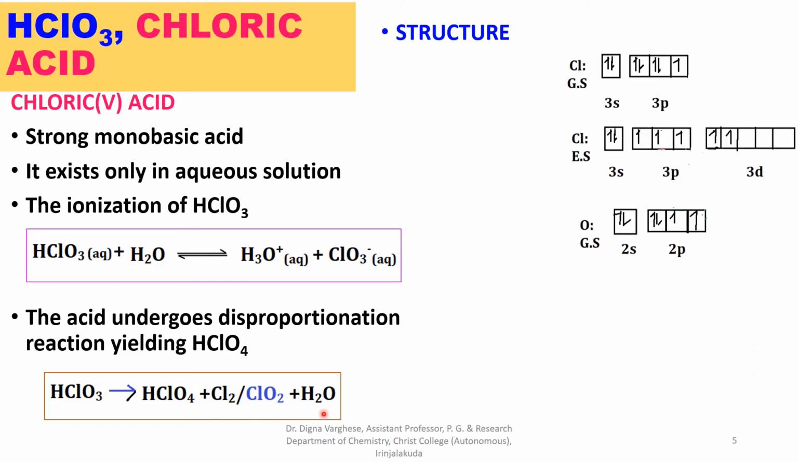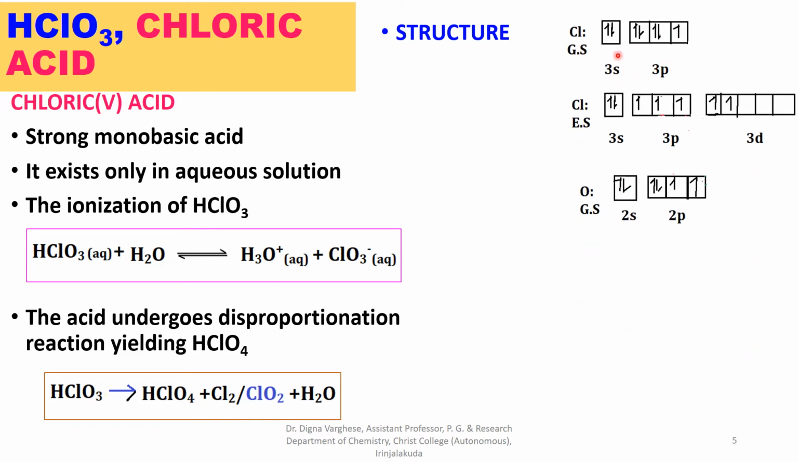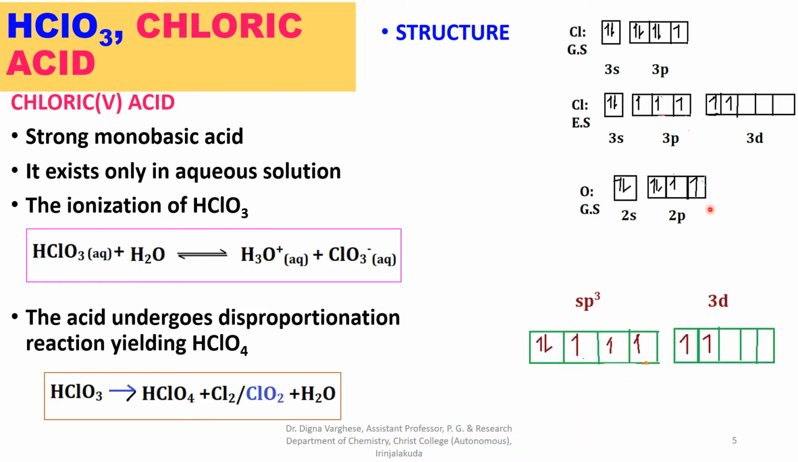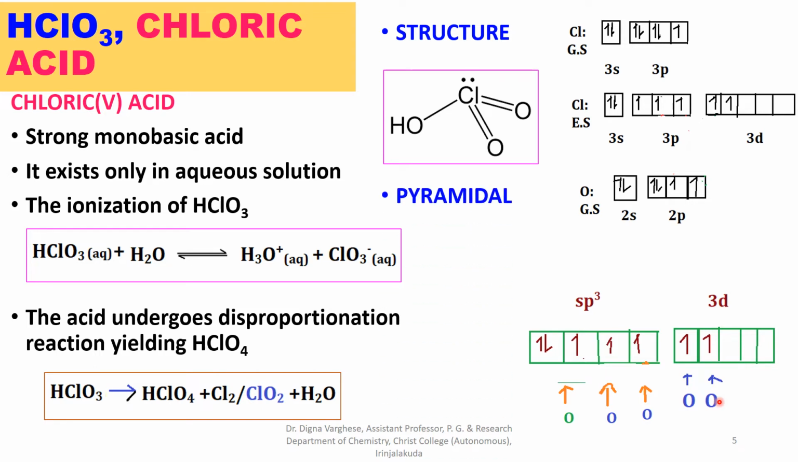And the structure of chloric acid: the chlorine ground state is 3s2 3p5, chlorine excited state is 3s2 3p3 3d2, and the oxygen atom has 2s2 2p4, and the hybridized state is sp3 having one lone pair, and it is connected to 3 oxygen atoms forming 3 sigma bonds, and the unhybridized 3d orbitals undergo sidewise overlapping with 2 oxygen atoms, forming d pi p pi bonds, and the structure is pyramidal.